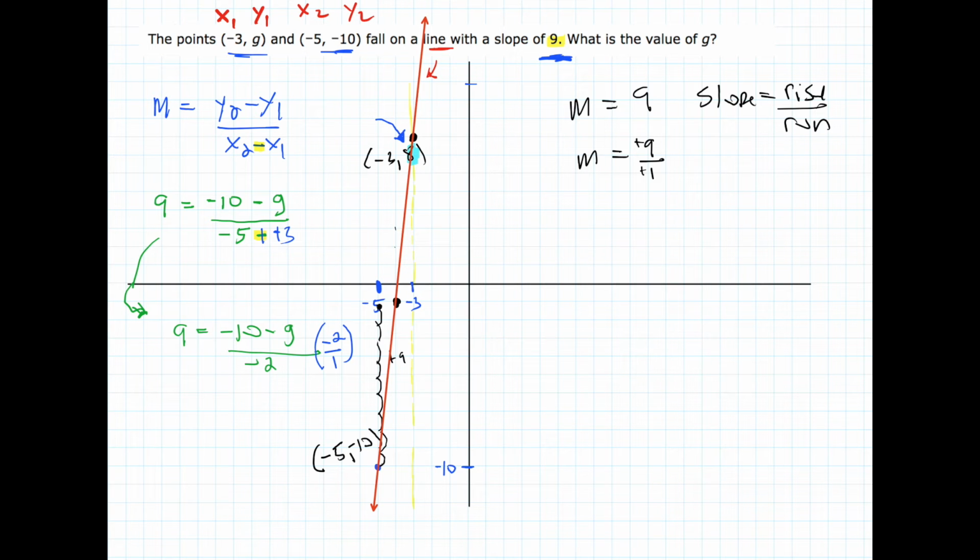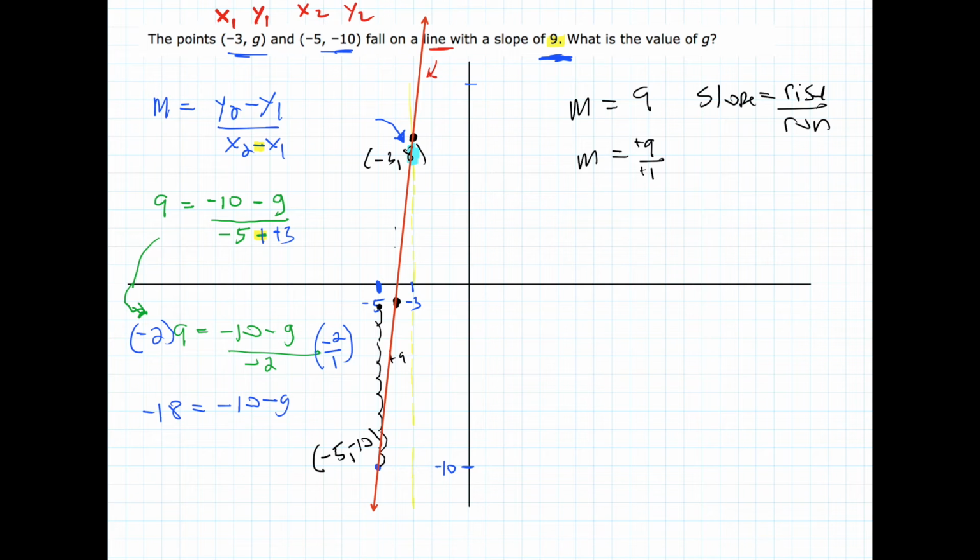All right, so multiply both sides by negative 2 over 1, but you don't have to do over 1 on the left side because there's just a 9 there. You don't have a fraction. You have a fraction on the right, but you don't have a fraction on the left. So you don't have to do negative 2 over 1. Okay, so on the left, we're going to end up with negative 18. Right, so it's negative 18. On the right, we're going to end up with negative 10 minus g.